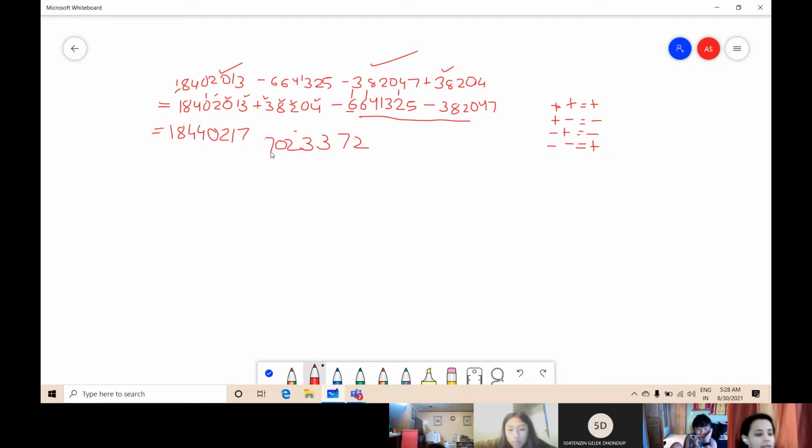Now see one more important thing. I have added these two numbers because these two numbers are having the same sign of subtraction. But now see here, which sign we will put here in front of the number? We will put the sign of subtraction or we will put the sign of addition? Tell me which sign we will put. Any idea?